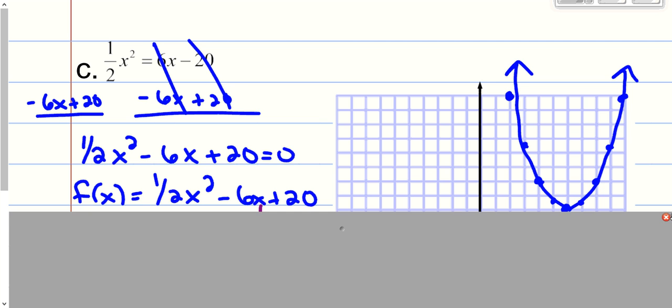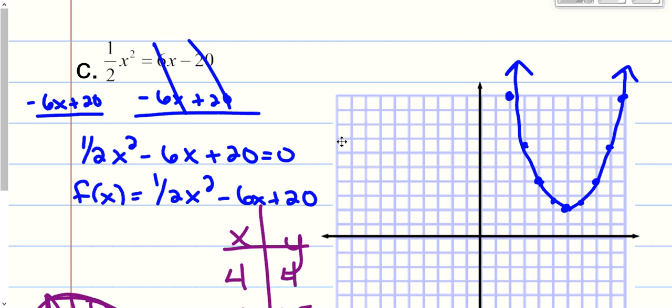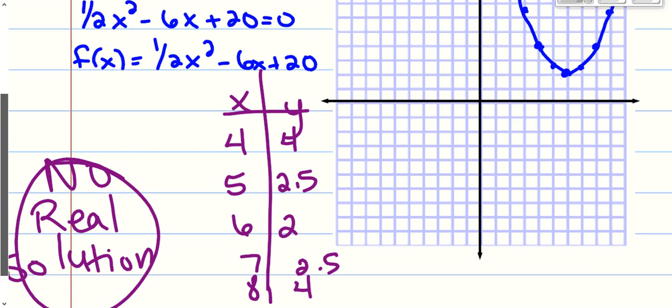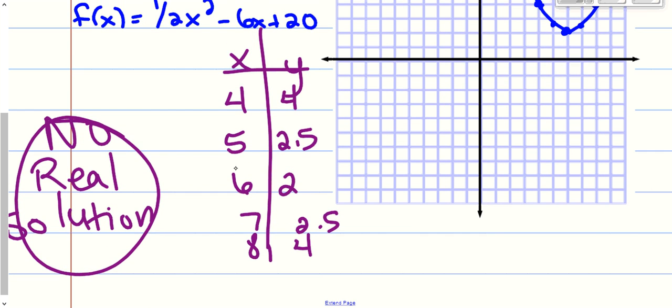And if you notice, this graph right here never crosses the x-axis. So when you write your table, here's your table, but there is no real solution, because nowhere does it ever cross. Now the reason we say no real solution is because there's a type of solution we'll find later on in the year, but as far as it crossing the x-axis, it doesn't. So there is absolutely no real solution there.